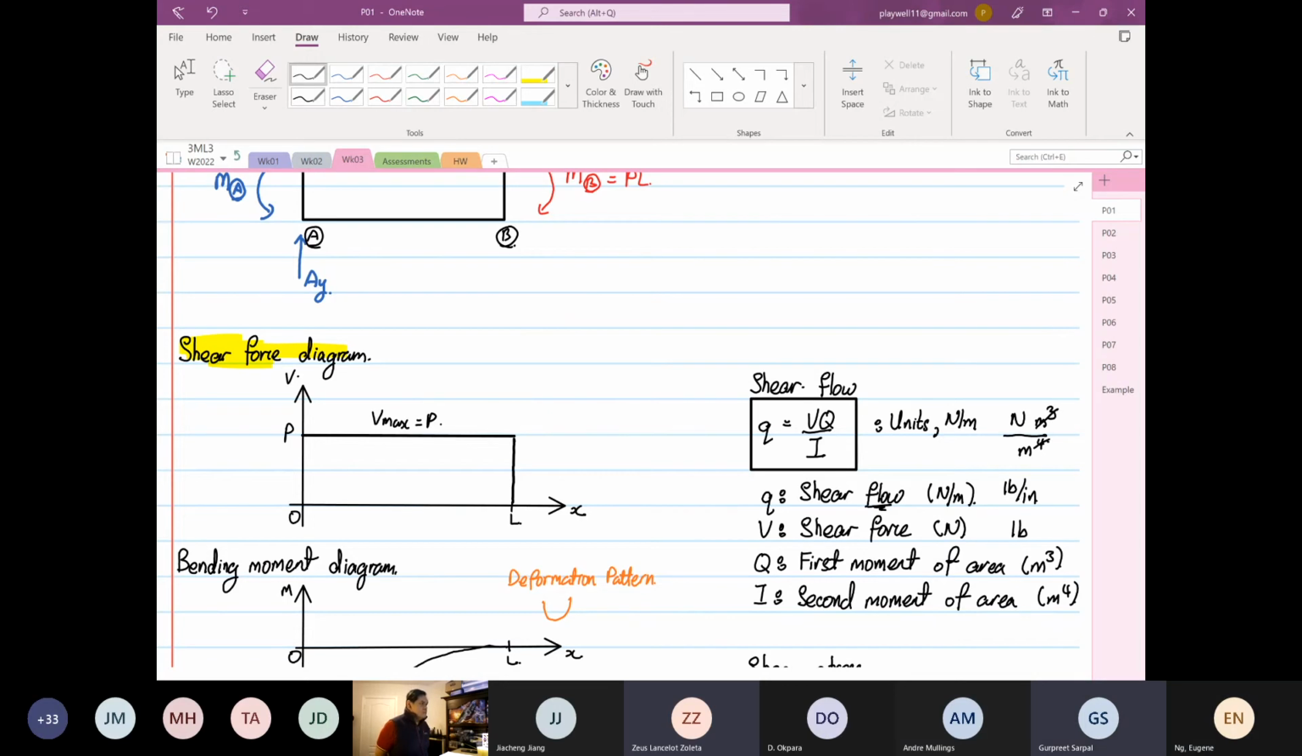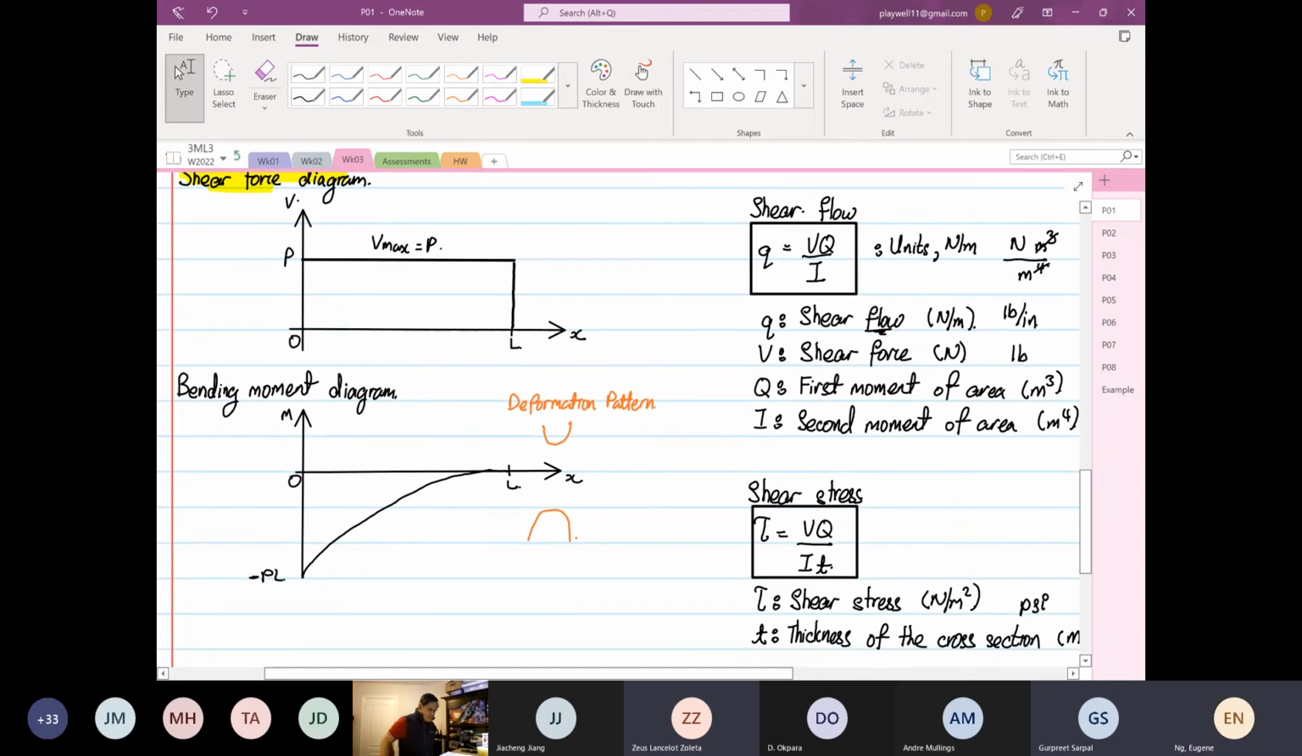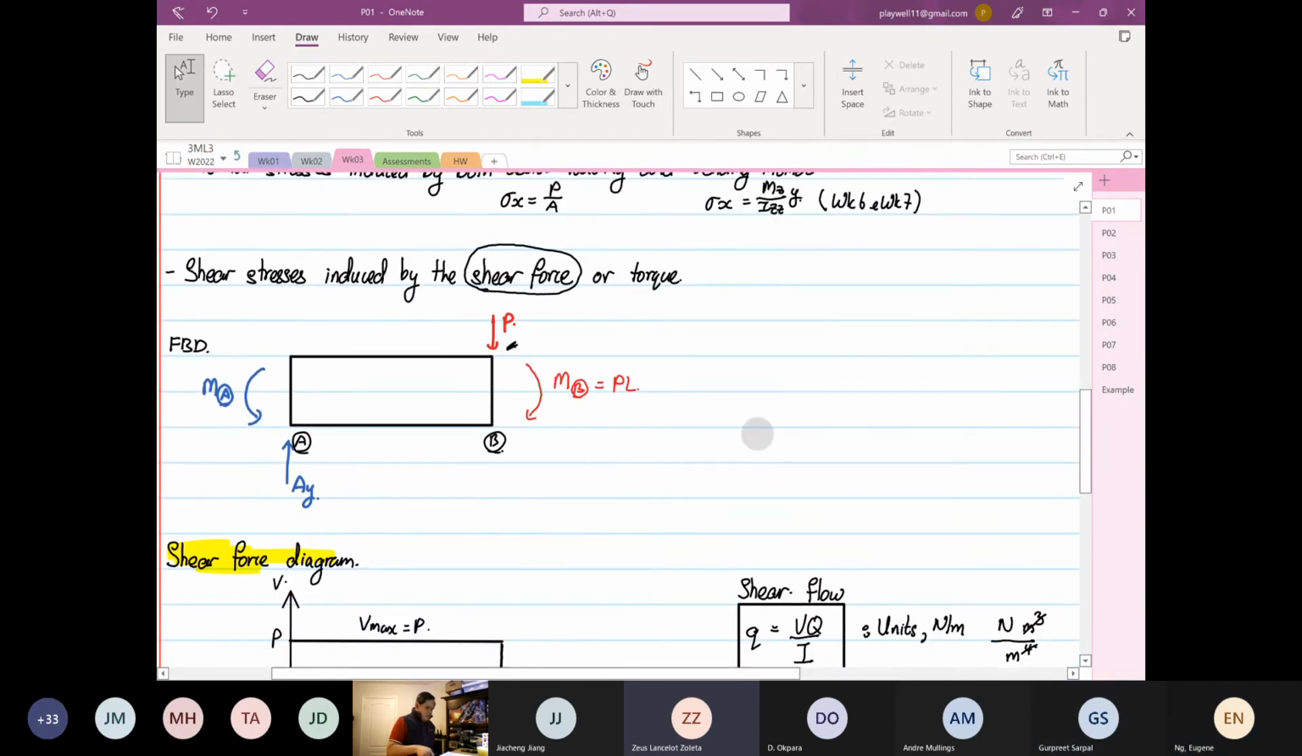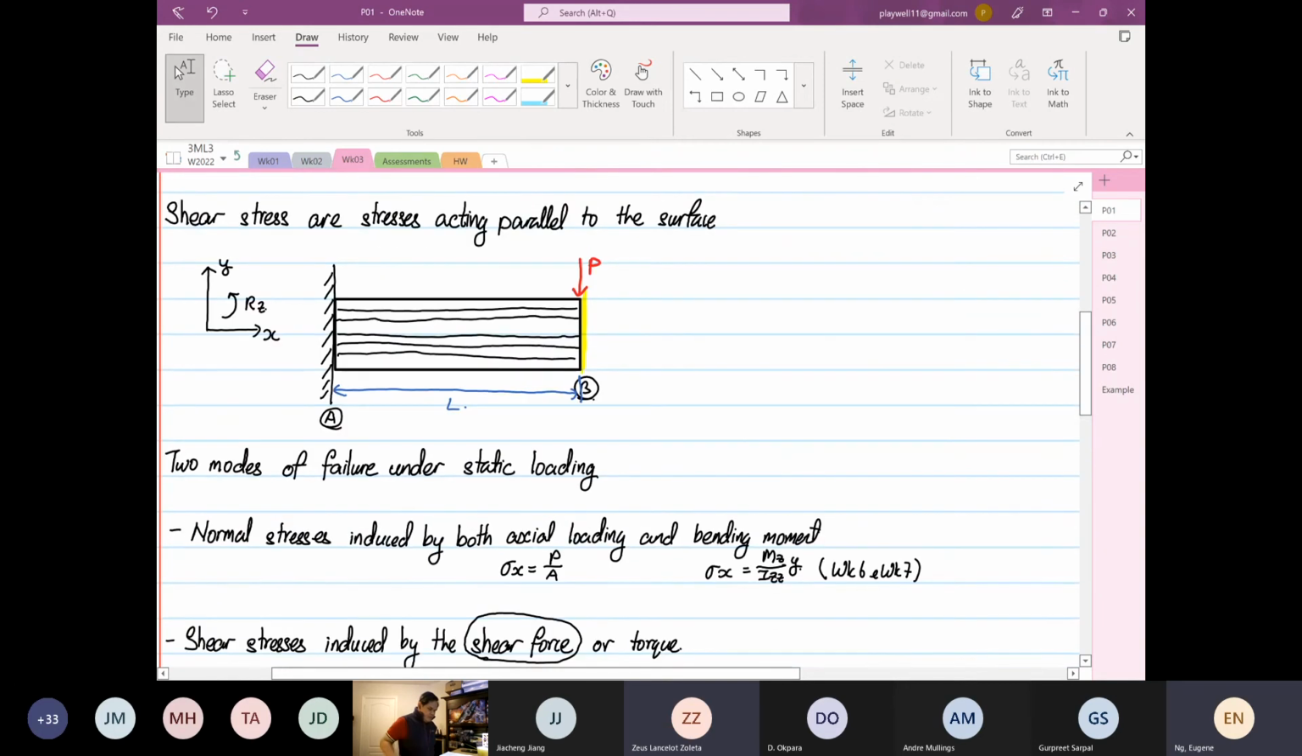Sir, I have one question. In the diagram, the load is applied on point B, right? But in the bending moment diagram, the maximum bending moment is on point A. It should be on point B because our load is applied on point B. Okay, Gurpreet, let me ask you a question. I like Gurpreet's question. If P is applied at point B, why is the bending moment the highest at point A?